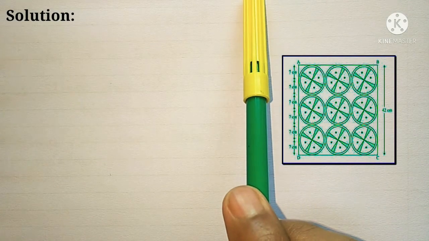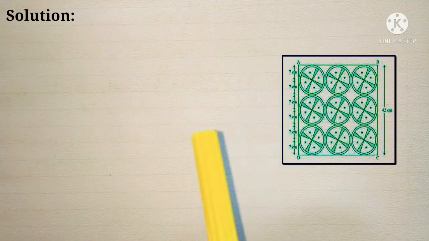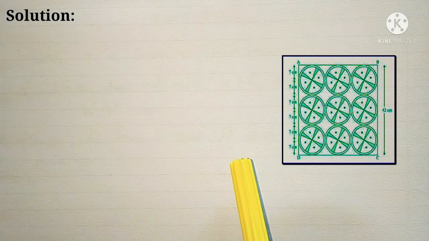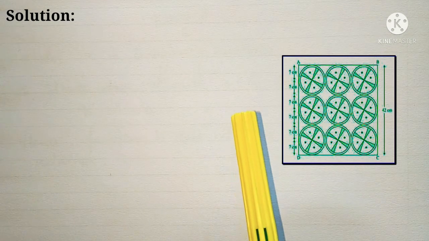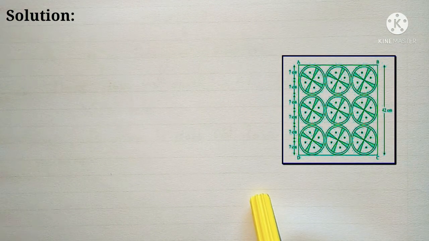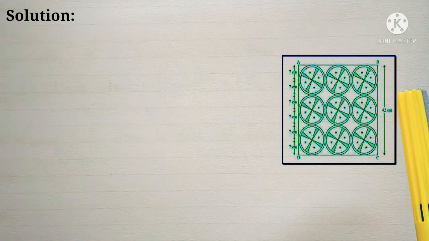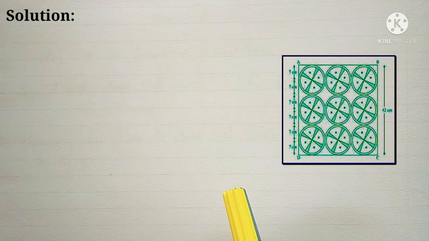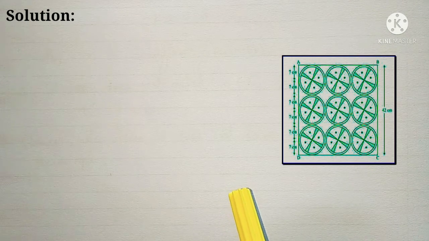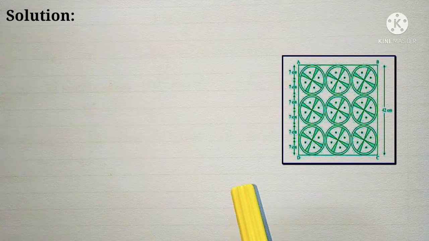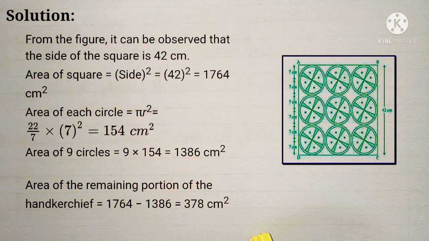Now how many circles are here? Total, if you see here, 3 circles in one line. So what you have to do is add all the diameters: 14 plus 14 plus 14, total 3 circles in one line, total 42. So that's why 42 is written here. Is it clear? So that means the side we can easily find out. So the side of this diagram is how much? 42 centimeter, isn't it?